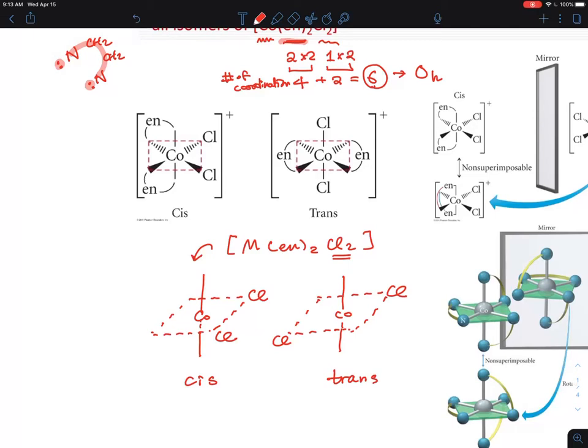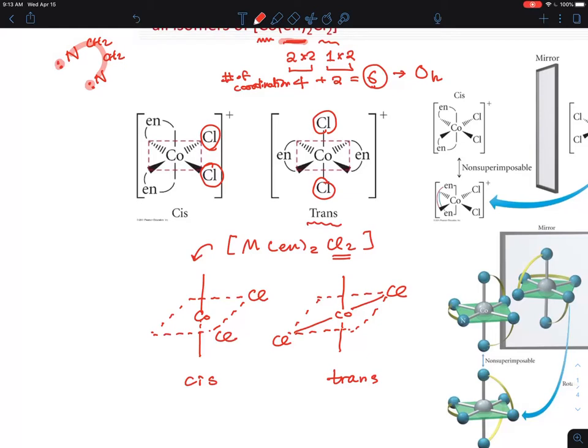For me, if you imagine the plane, they are essentially on opposite sides. If you flip this way, you can find that the chlorine is on the opposite side. So what is important is that trans is easier to identify. They are on the opposite side. Cis is essentially your neighboring side.